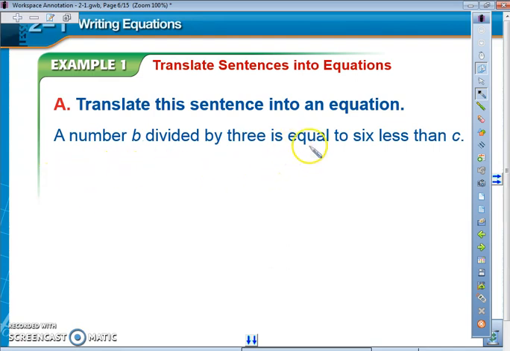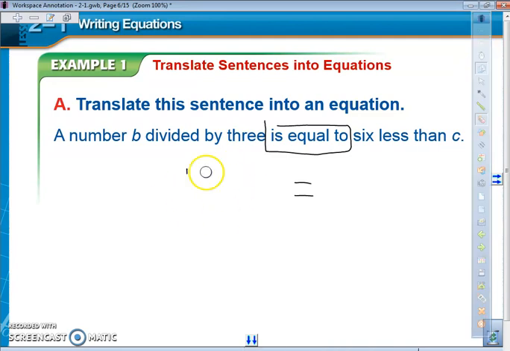A number b divided by 3 is equal to 6 less than c. All right, so we're looking for this right here, is equal to. That's where our equal sign is going to be. So we're going to split it into two different parts. A number b divided by 3. So you could write b divided by 3, but remember I told you I don't really like to see that way. I want you to start thinking about fractions and being able to work with those. So b divided by 3 equals 6 less than c.